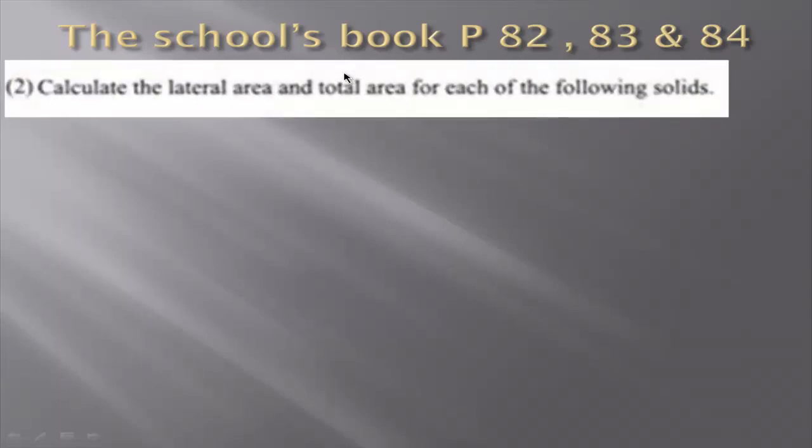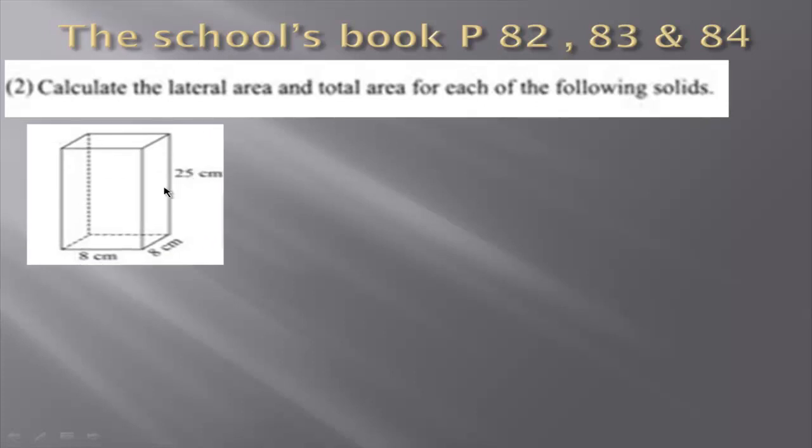Now, jump to the school book and solve some applications of it on pages 82, 83, and 84. The first question: calculate the lateral area and the total area of each of the following solids. The first solid is a cuboid for sure. Notice the 3 dimensions of the cuboid: I have 25, 8, and 8. As we notice, this base is a square base.